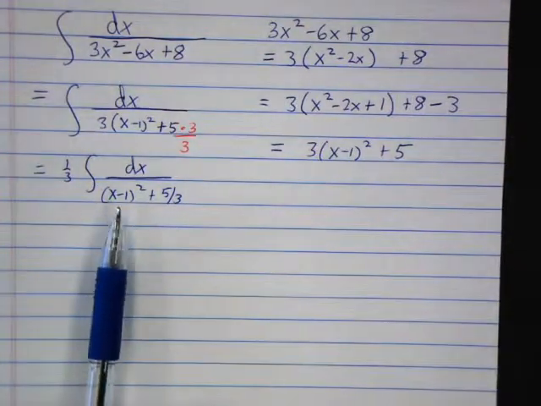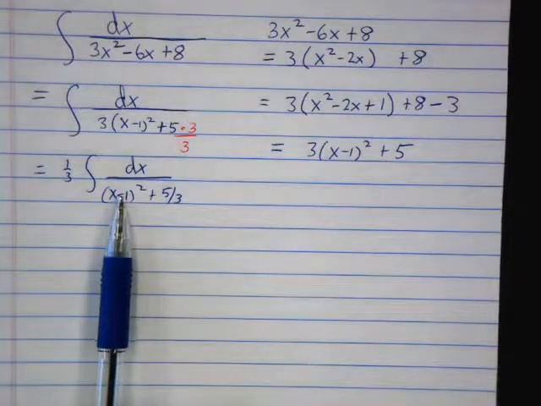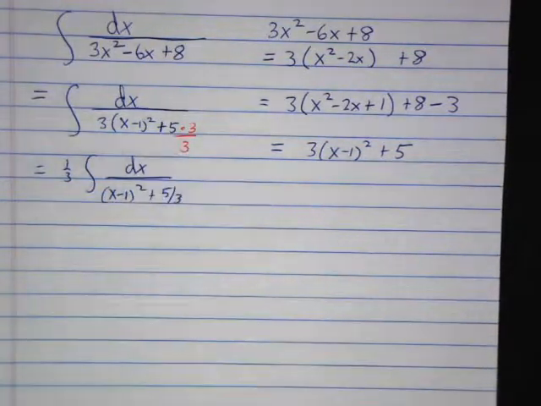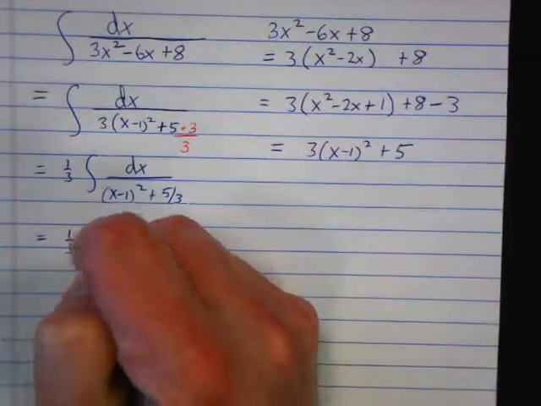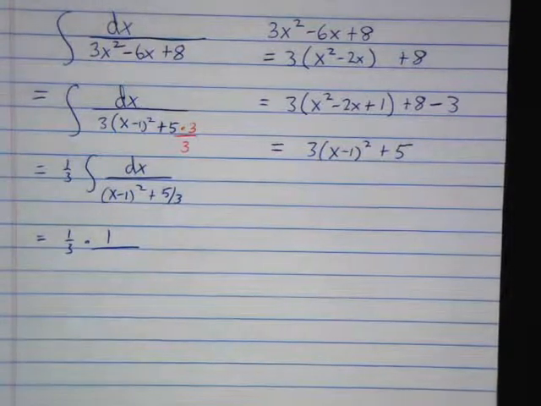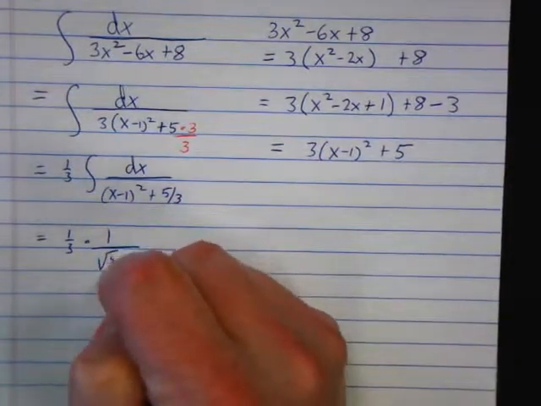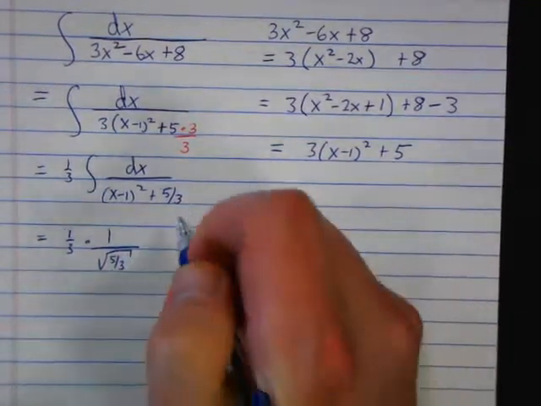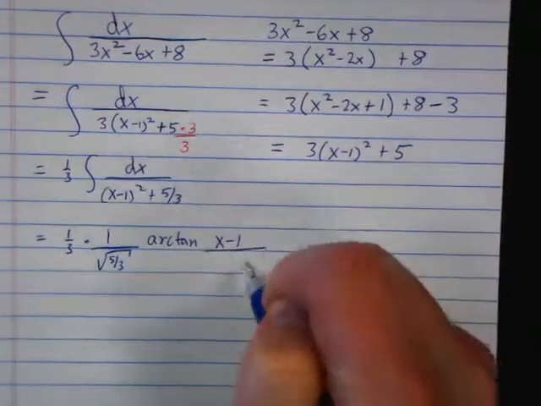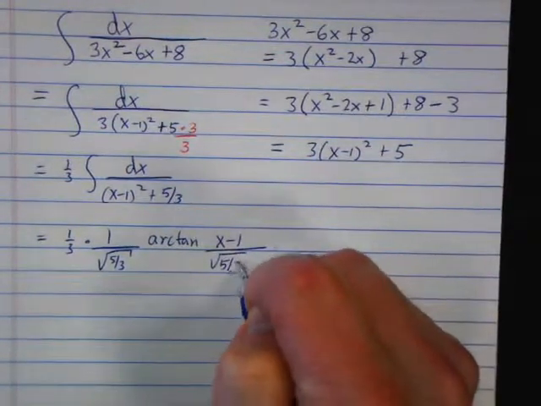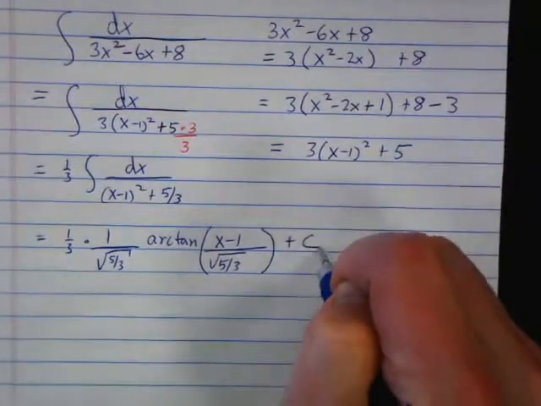Again, technically it's a little u substitution. U is x minus 1. Works out perfectly again. du is dx. So I don't need to worry about any little numbers. So I'm going to have a 1/3, and then 1 over a. A is the square root of 5/3. Arctangent of x minus 1 divided by a, so divided by the square root of 5/3, plus c.